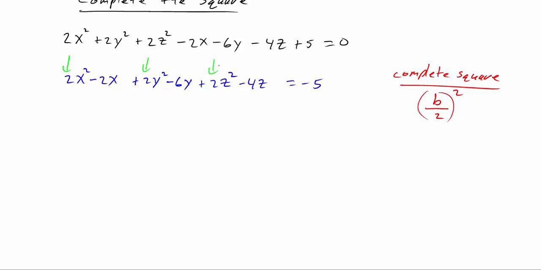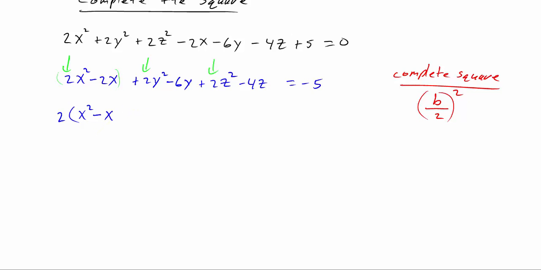So if we think of grouping each of these together, we could factor out the 2 so that our leading coefficient becomes a 1. So if I have 2x squared minus 2x, we can factor the 2 out, and that'll leave us with 1x squared minus x.